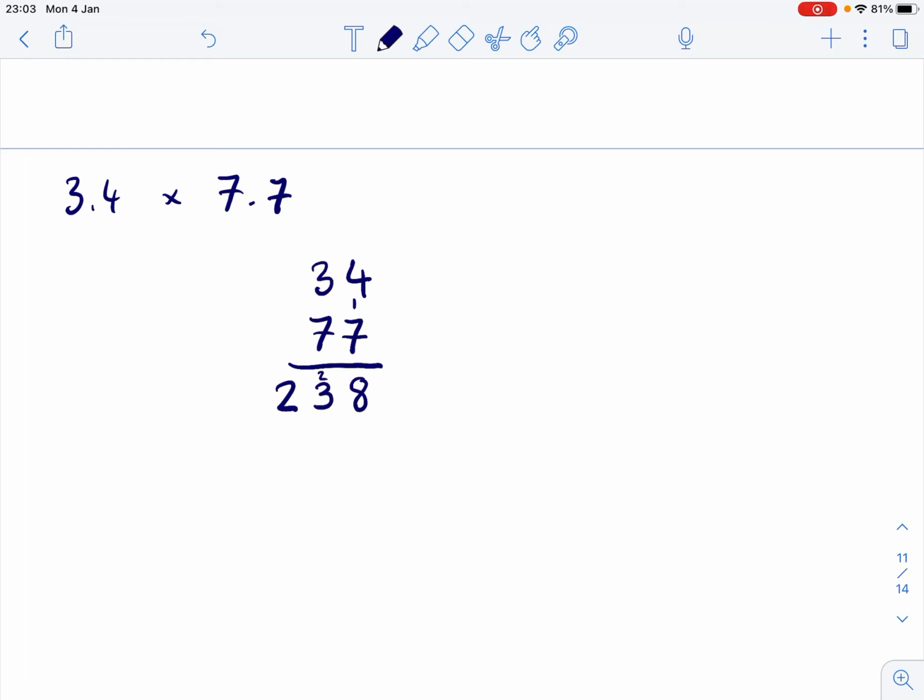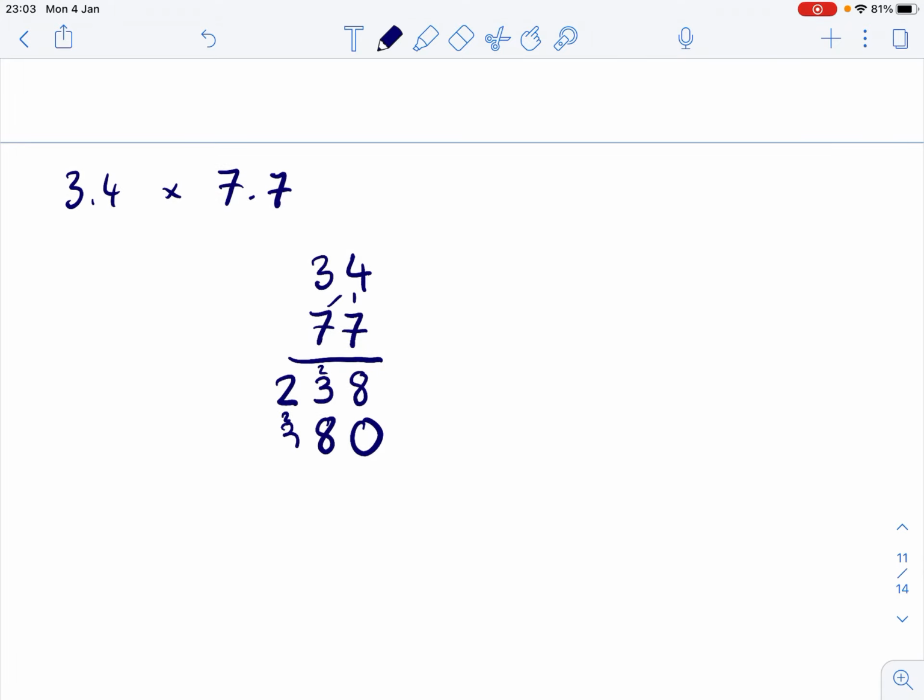Okay, move into your tens column, so add a 0. 7 times 4 again is 28, and 7 times 3 is 21 again, so again carry the 2. Okay, and add these together, so 8, and then we've got 11 here, so 1, carry 1. 2 and 3 is 5, so we've got 6, and then 2.